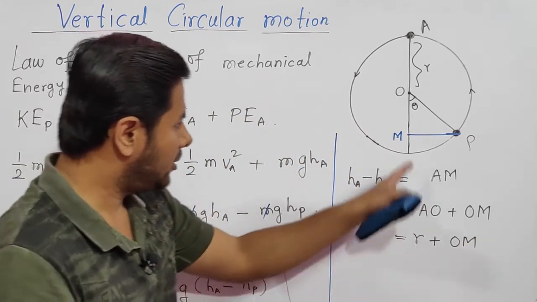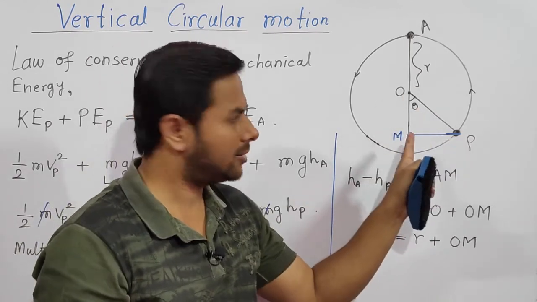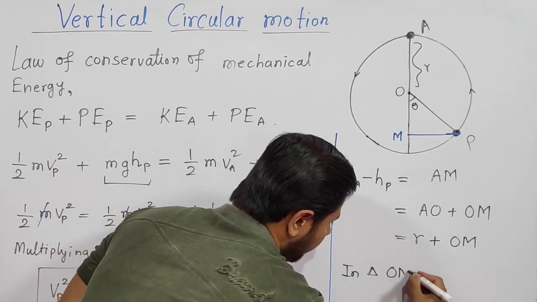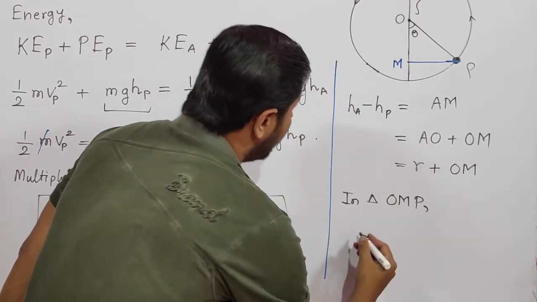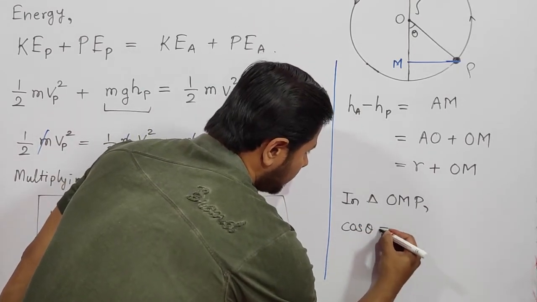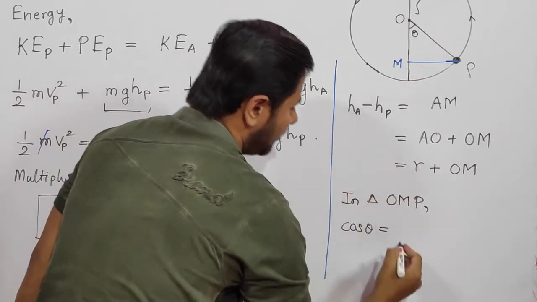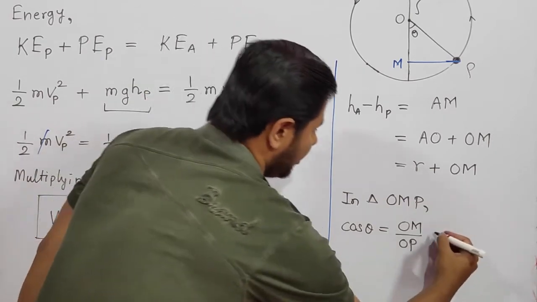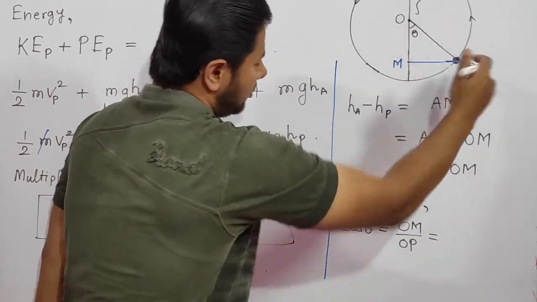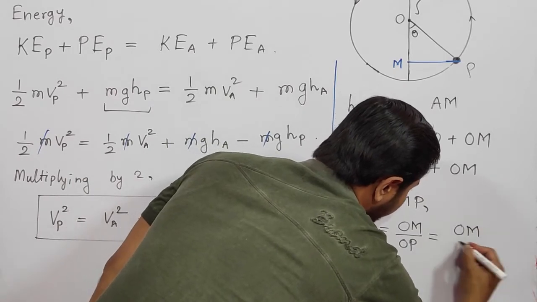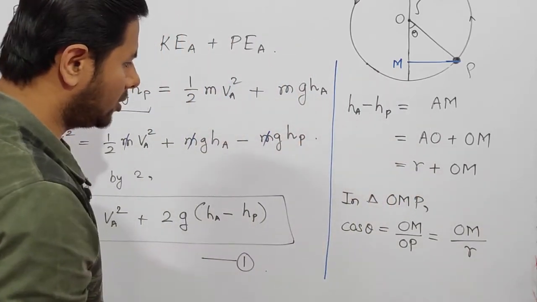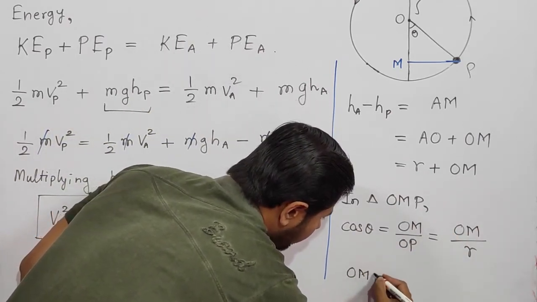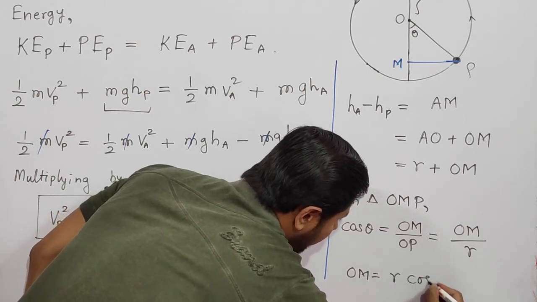So in order to find out this distance OM, let's consider this triangle OMP. So in triangle OMP, we have cos of theta equals to adjacent side divided by hypotenuse. So OM divided by OP, and OP is the radius of the circle. So this is equal to OM divided by R. So we have cos theta equals to OM upon R. So OM equals to R multiplied by cos of theta.